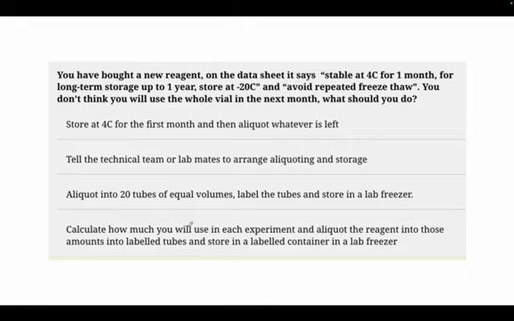So if you get reagents which are unstable at 4 degrees, and also you don't want to repeatedly freeze thaw it, the best way to deal with this situation is to make aliquots of the reagent and store it in the deep freezer. And so when you need to perform an experiment, you can take out one aliquot and thaw only that aliquot. So the rest of the reagent remains frozen. So the best way would be to calculate how much you will need for each experiment. So for one experiment, you can just pick up one tube, aliquot it, and then store in a labeled container.